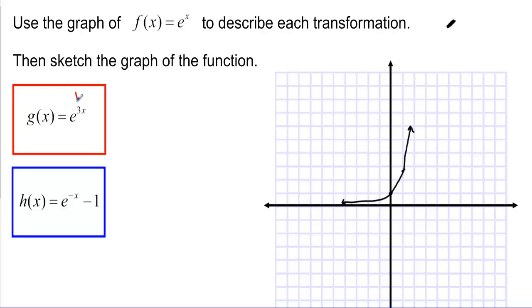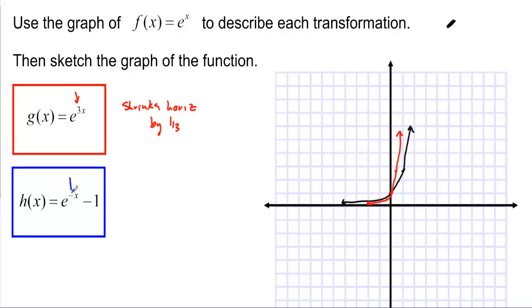Well, this 3 is on the inside of the function, so we're going to say that this shrinks horizontally by 1/3. Now we'll take all the x's and multiply by 1/3. So this 1 goes over here to 1/3, this one stays at 0, and this one would be over here at 1/3. And then it shoots off to infinity and then levels out to 0 on the left.